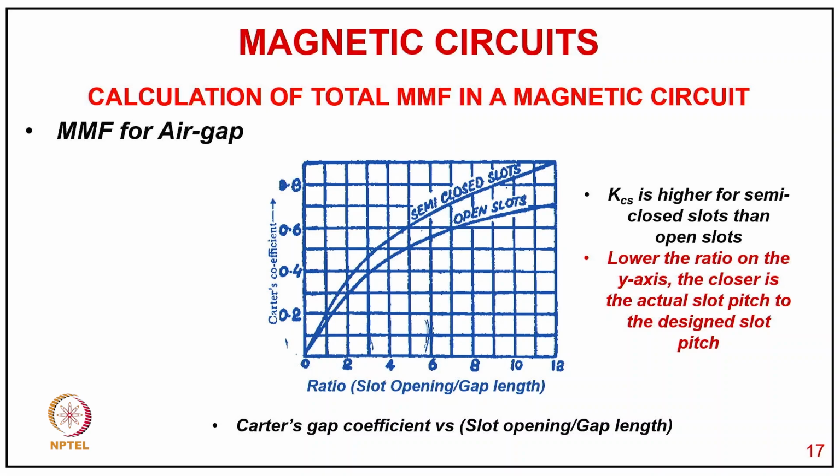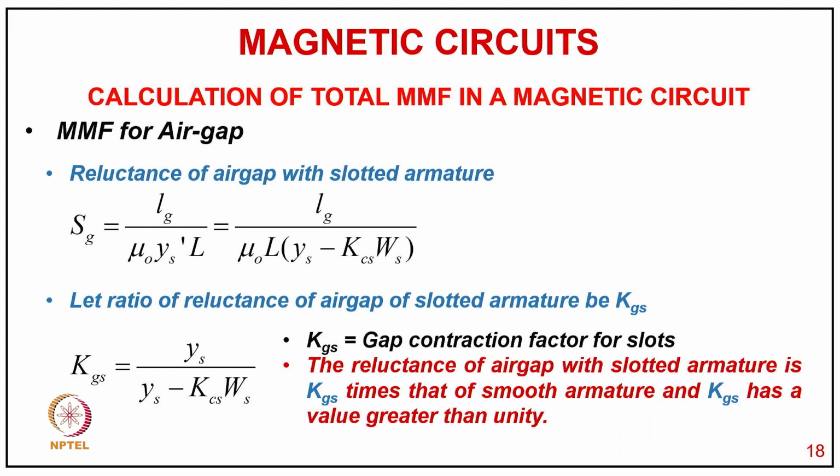Now you can see how the Carter gap coefficient varies with the ratio of slot opening to gap width. Here you can see that Kcs is higher for the semi-closed slot than for the open slot, and lower at lower ratios on the y-axis. The y-axis is the ratio of actual slot pitch to the design slot pitch. As the slot opening to gap length ratio increases, you can look at how the Carter coefficient changes for both kinds of slot.